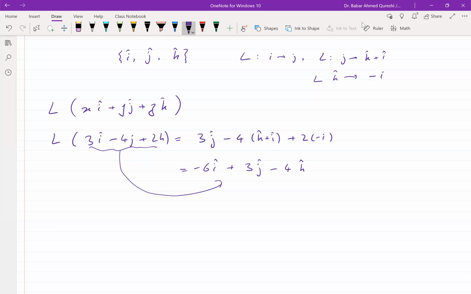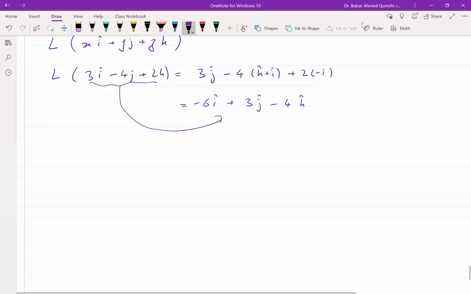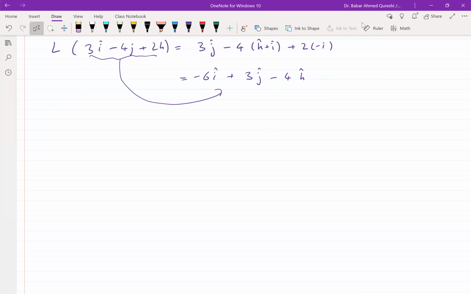So let me take another example. Let me give you an example of a linear transformation. Another example of a linear transformation.